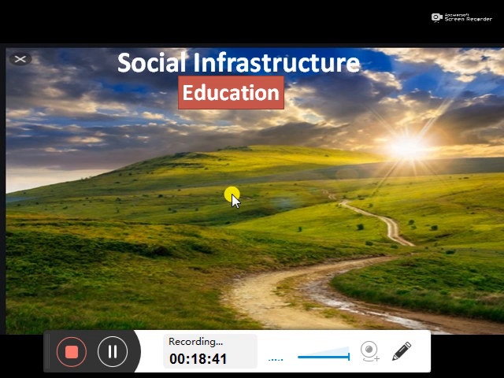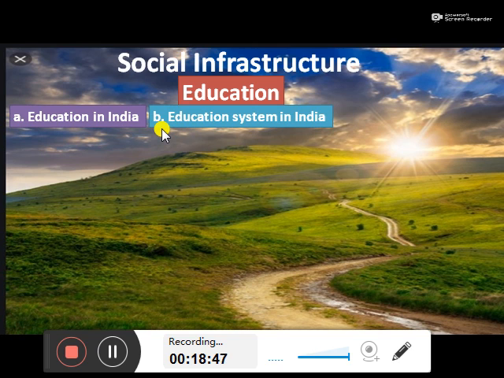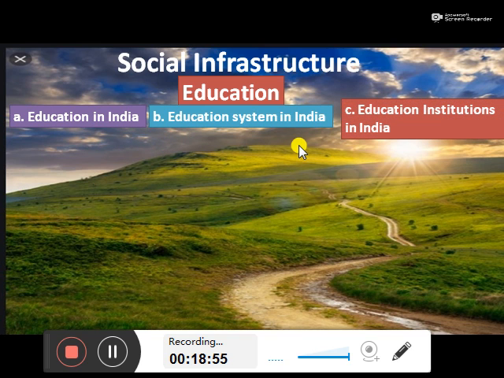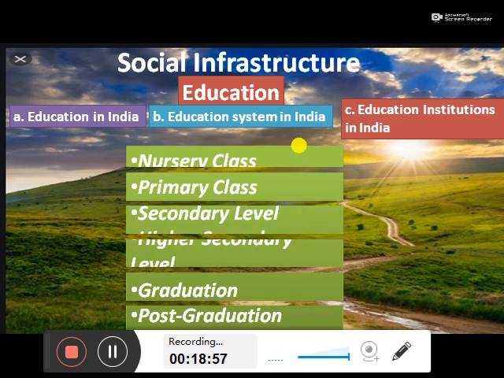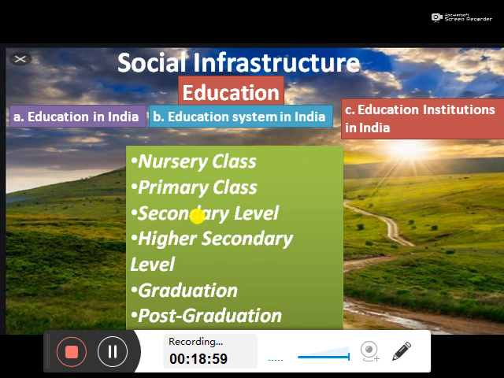The first one is education. Education in India: first, education in India; second, education system in India; third, education institutions in India. Nursery classes, primary classes, secondary level, higher secondary level, graduation and post graduation are discussed under the education system in India.